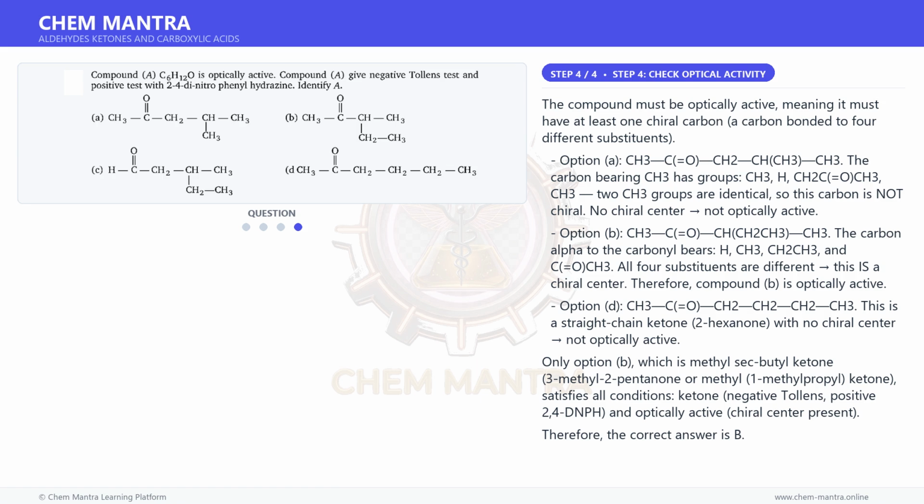Therefore, compound B is optically active. Option D, CH3C=O CH2CH2CH2CH3. This is a straight chain ketone, 2-hexanone, with no chiral center, not optically active. Only option B, which is methyl-sec-butyl ketone, 3-methyl-2-pentanone or methyl-1-methylpropyl ketone, satisfies all conditions: ketone, negative Tollens, positive 2,4-DNPH, and optically active, chiral center present.